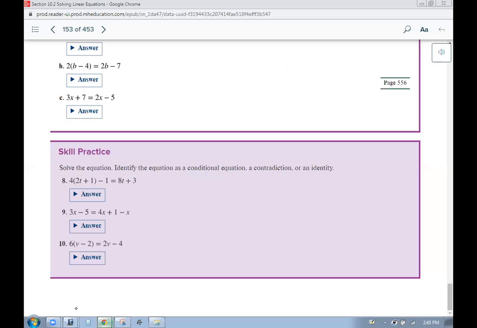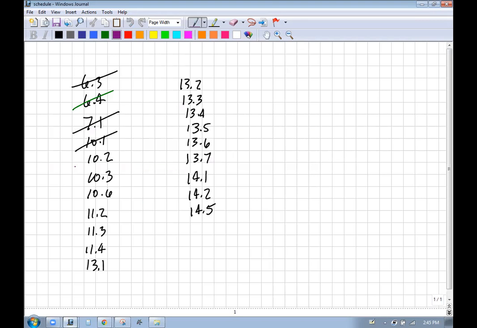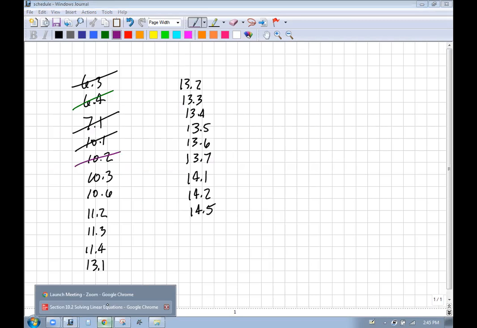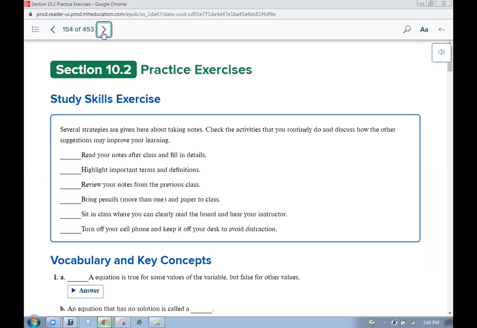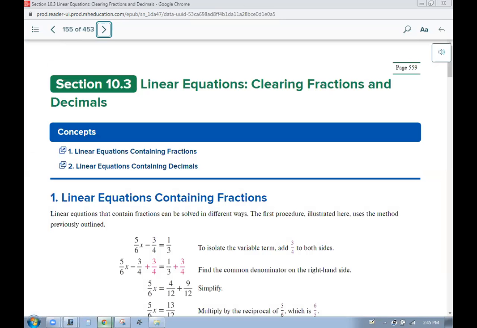And that's it for 10.2. Let me see where we're going next. 10.3, okay. So y'all need to do the Alex homework for 10.2 now. Make sure you have it done. Start working on 10.3, okay?